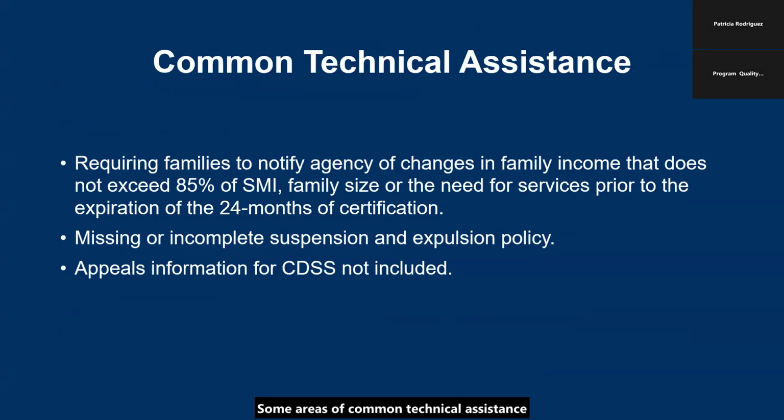Some areas of common technical assistance for this section include agencies requiring families to notify the agency of changes in family income that does not exceed the 85% SMI, family size, or the need for services prior to the expiration of the 24-month certification, and not having a suspension and expulsion policy. Some handbooks have not been updated with this new requirement. Please refer to CCB 23-24 to ensure you are informed on the requirements for this policy.